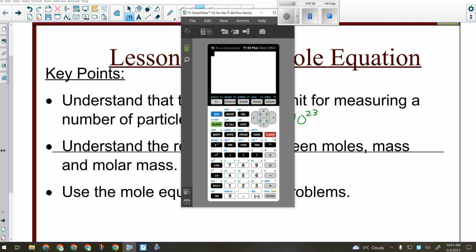If you have a scientific calculator, or the TI calculator, let me go with the TI. By the way, you're going to need to bring your calculator next week. Every day next week, bring your calculator to this class. You're going to need it.